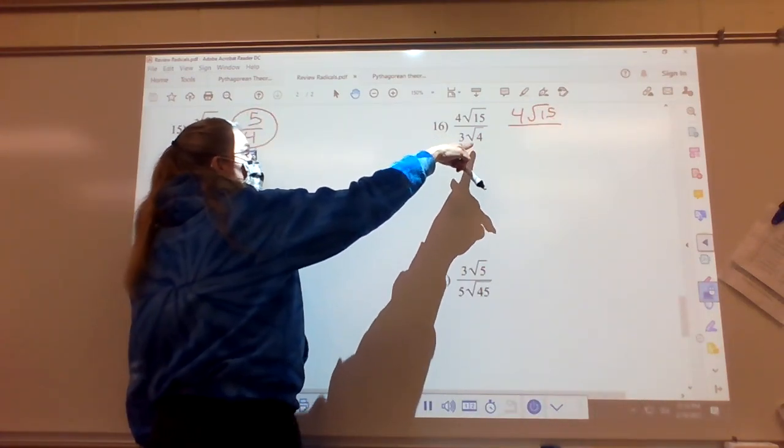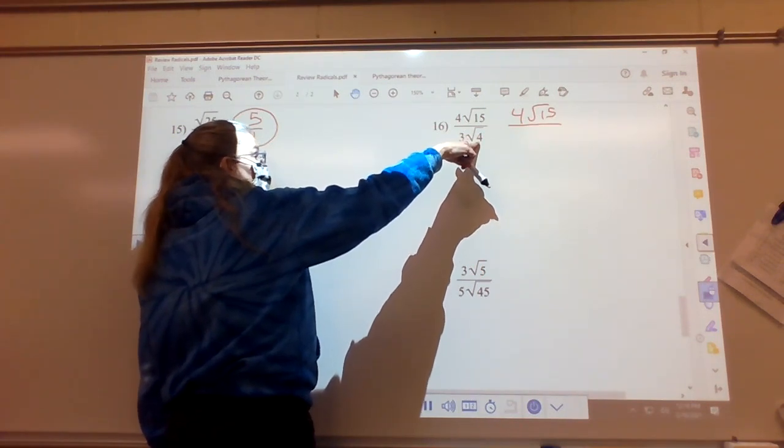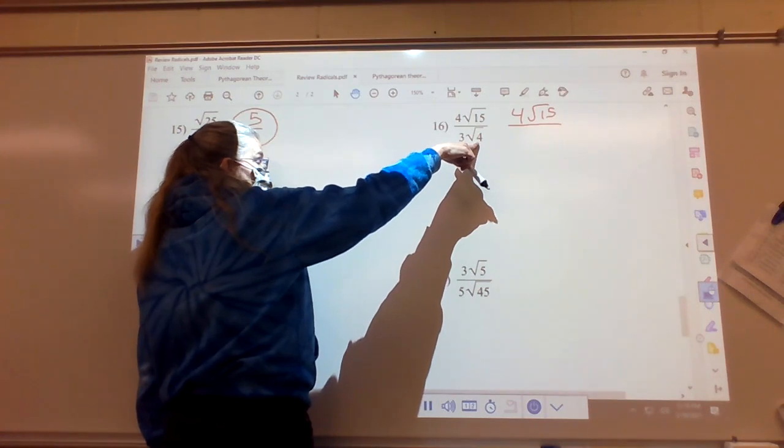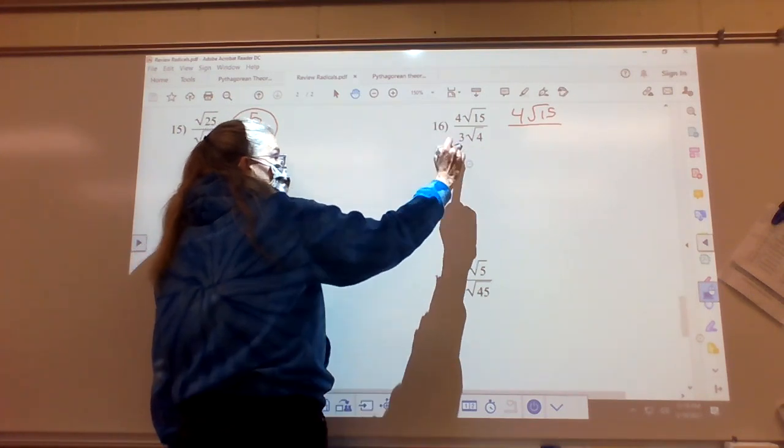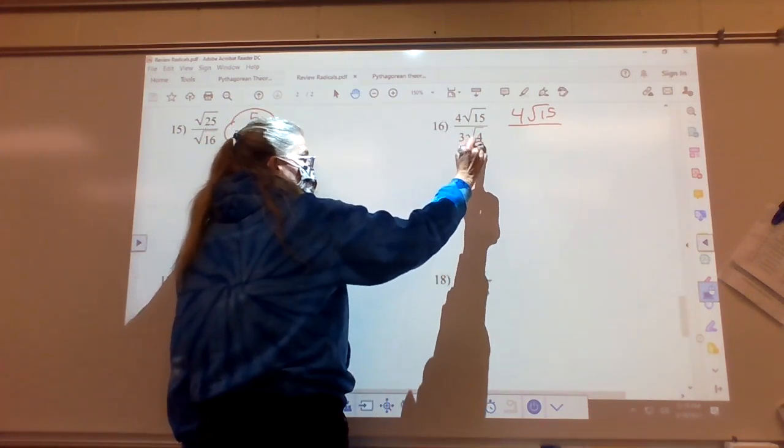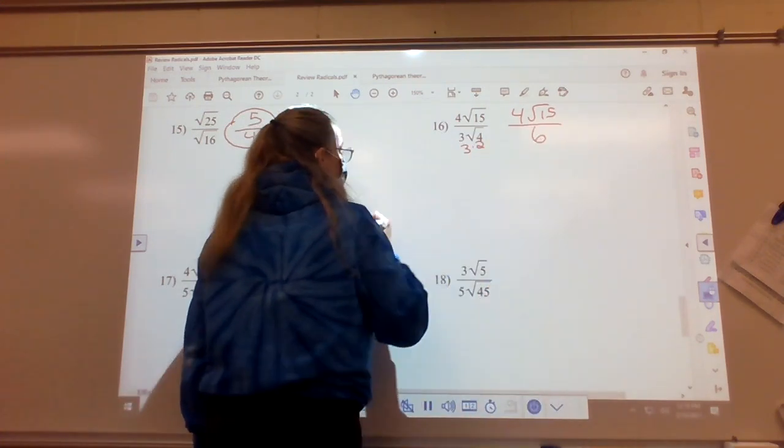I've got a 3 here with a radical 2. Can radical 2 simplify? What's the square root of 4? 2. So this is actually 3 times 2, which changes this to 6.